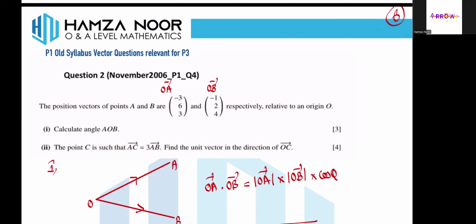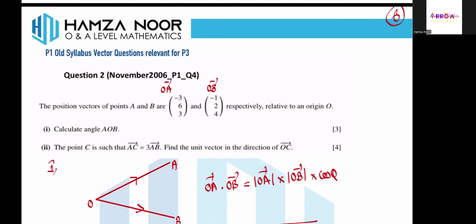In my online classes, I have discussed the vectors content up till the scalar product. All the basic concepts for vectors in 3D have been discussed, and now we are in a position to discuss some past paper questions of P1 old syllabus. For the purpose of recording those questions which I recently discussed with my students in my online classes, I want to make some videos in English for past paper practice for my YouTube channel. So I'm discussing some old syllabus vector questions of P1 which are still relevant for P3.